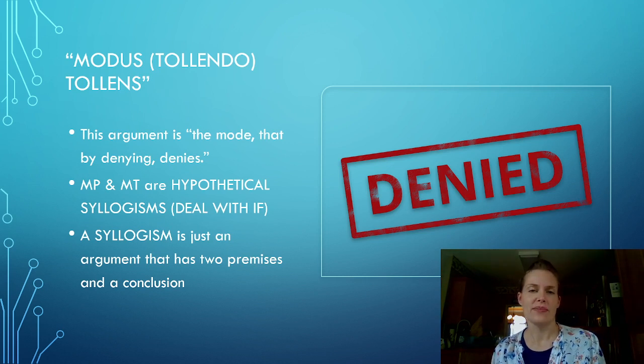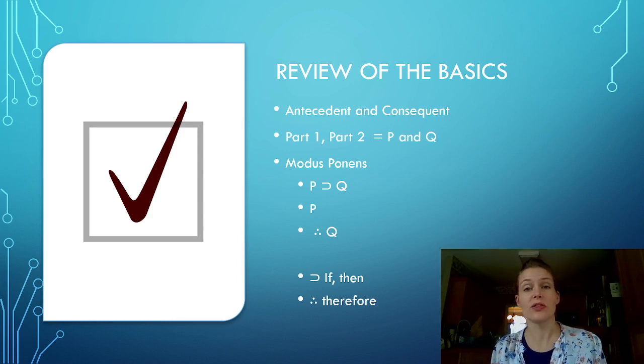These deal with if. A syllogism is simply an argument that always has two premises, that's the support, and one conclusion, which is where you're headed, right? So a syllogism has two premises and one conclusion. Now, let's review a little from last time, since these two concepts are definitely related. We talked about the antecedent and the consequent. Do you remember the antebellum, before the war, and then the consequences of the war? So antecedent comes first, consequent comes second. We could call them part 1 and part 2, but in logic, they're simply called P and Q.